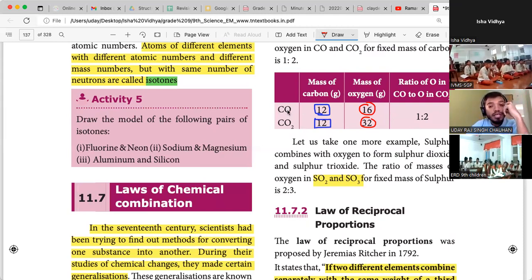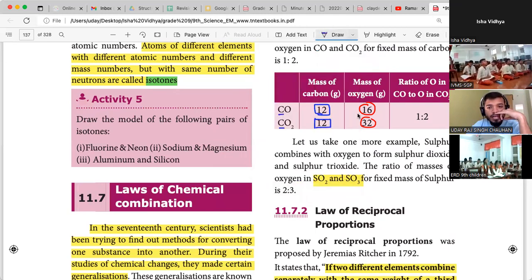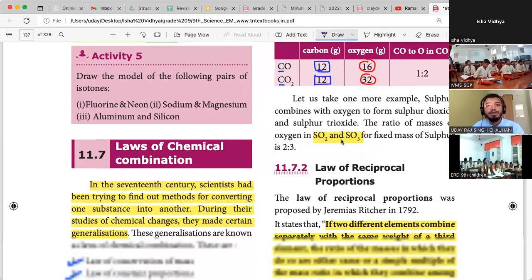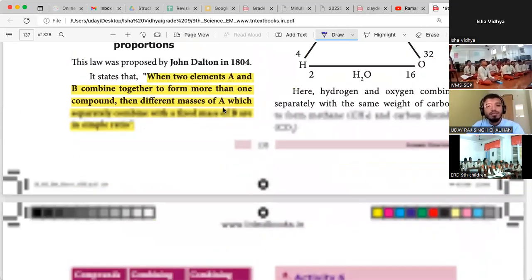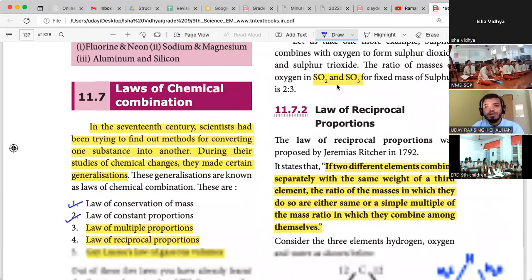That means the elements are the same. Carbon and oxygen, both these compounds have the same elements. So 2 elements are combining to form more than one kind of compound, right? These are 2 different compounds. You fix one element and find out the mass of the other element which it is combining with, and take the ratio. That ratio will be a simple number, a simple ratio.